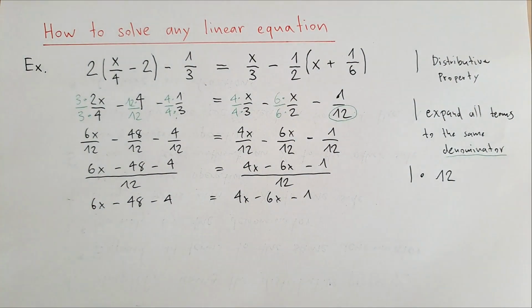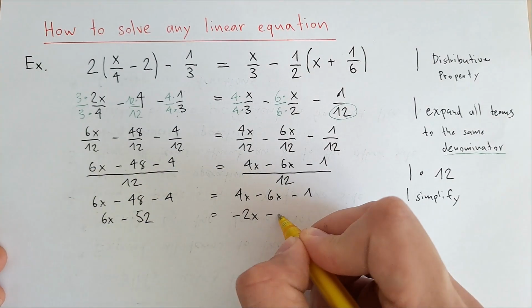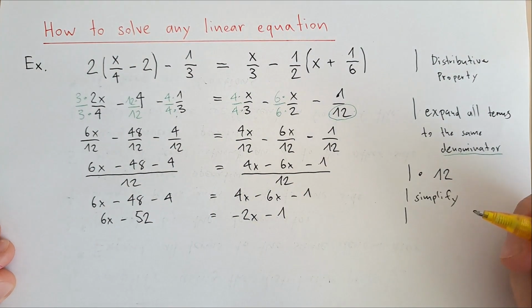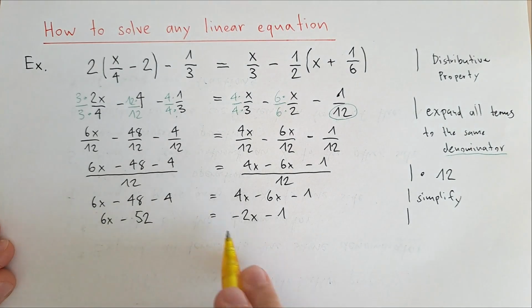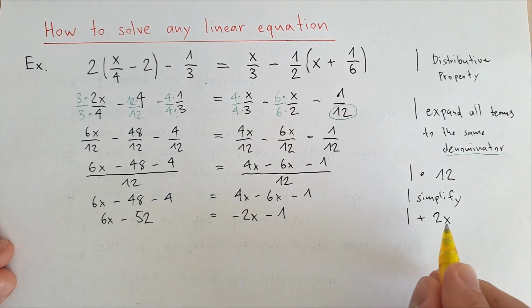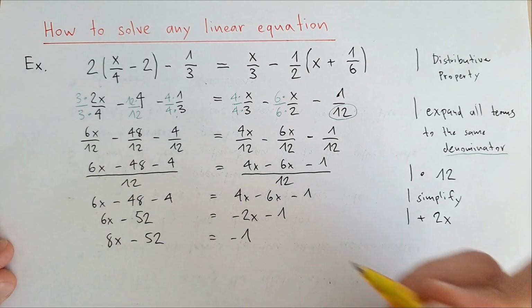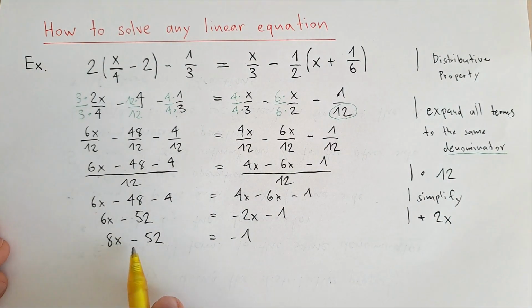Our next goal is to get all x terms on one side and all terms without an x to the other side by using inverse operations. So we add 2x on both sides. We get 8x minus 52 on the left side, and on the right side we just have minus 1.